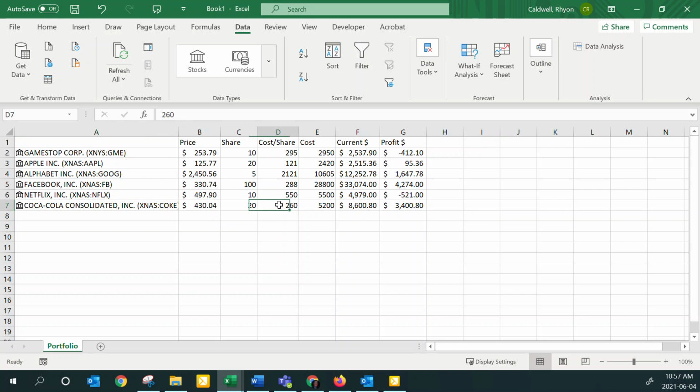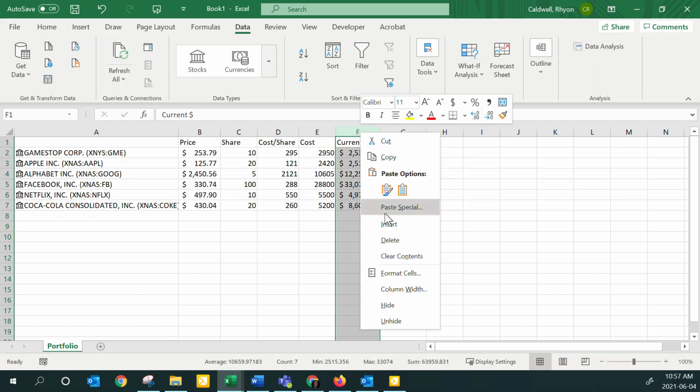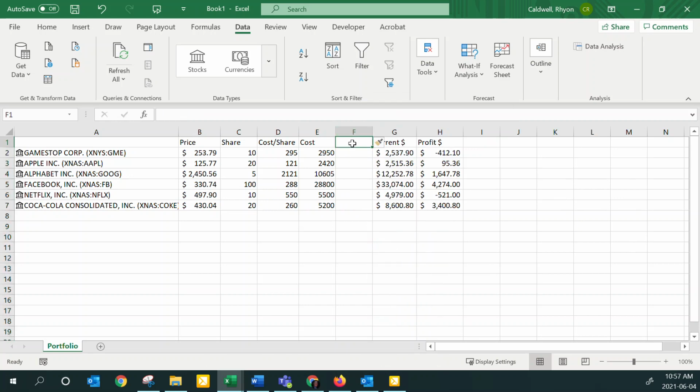We got 20 shares. The cost per share was $260. So there we are. We're getting back on track. All right, so that's what we've got now. If it was me and I was doing this for my own self, I would probably add another field in here, which would be for date, and the date would be when I purchased it.